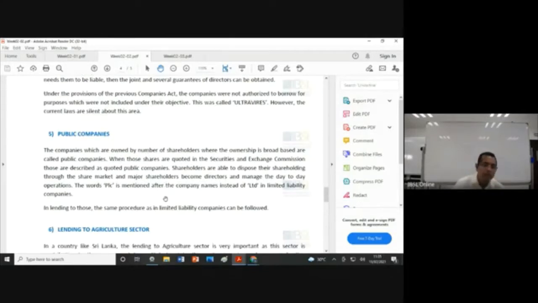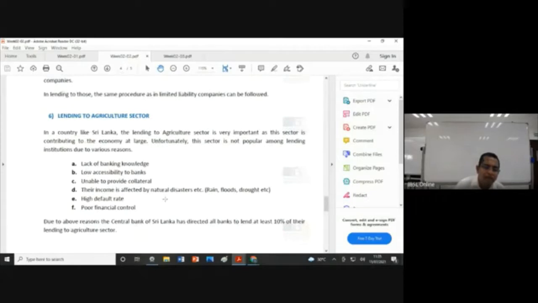Then we come to lending to agriculture. Lending to agriculture is very critical because, whatever said and done, a major part of our economy, a major part of job creation, a major part of our population is engaged in agriculture one way or the other. But it is very risky and banks are very reluctant to put money into agriculture. It's due to several reasons.